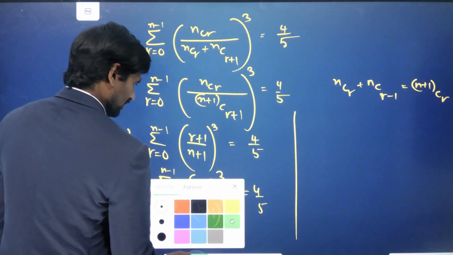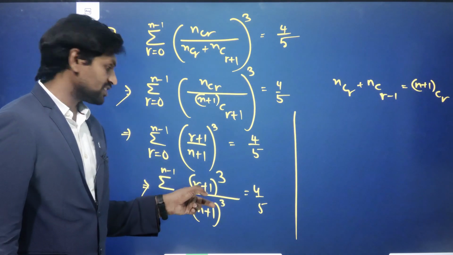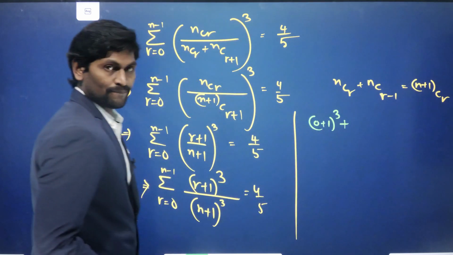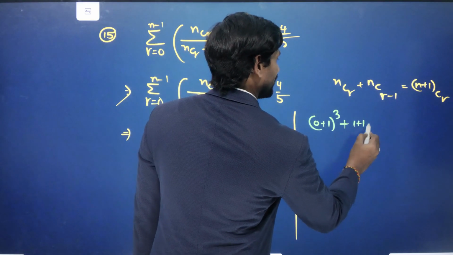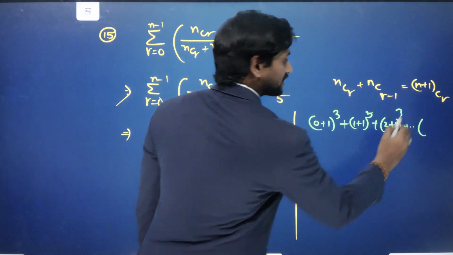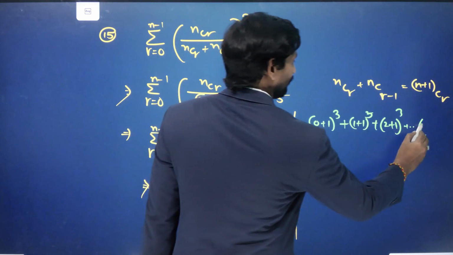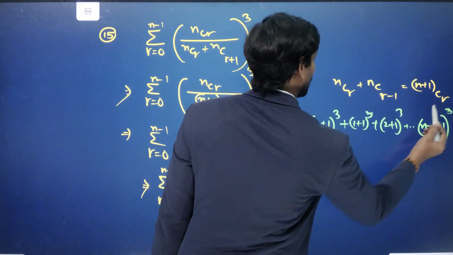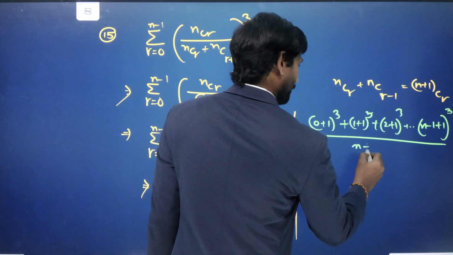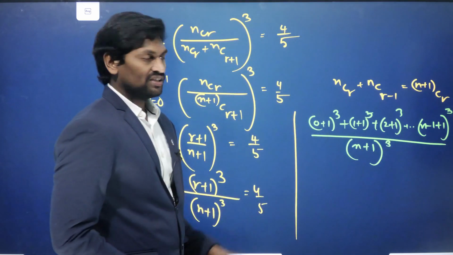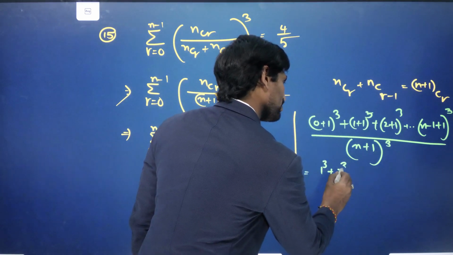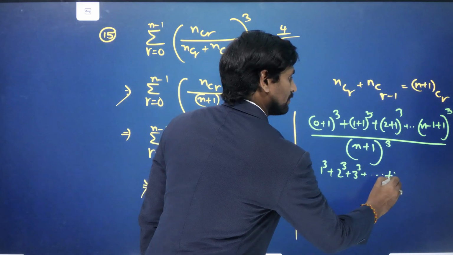Now check here. Now I am trying to apply the 0 here. In the place of r, 0 plus 1 whole cube in the numerator, next 1 plus 1 whole cube, next 2 plus 1 whole cube, and so on. The last one is n minus 1 plus 1 whole cube, all of them having the same denominator, n plus 1 whole cube. So 0 plus 1 is 1, and 1 cube is 1. That means simply 1 cube plus 2 cube plus 3 cube and so on plus n cube.